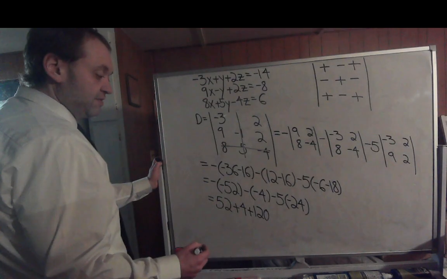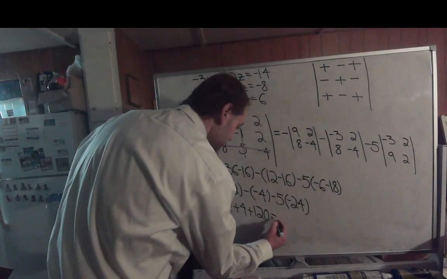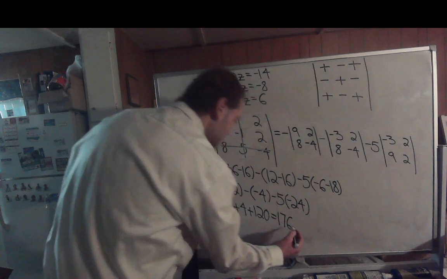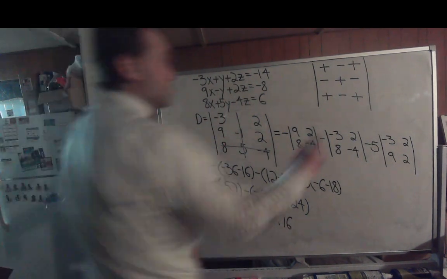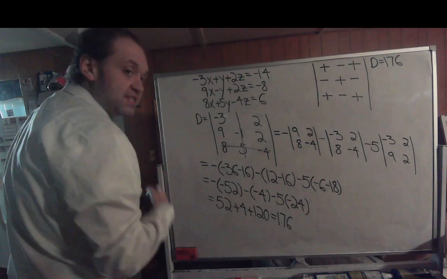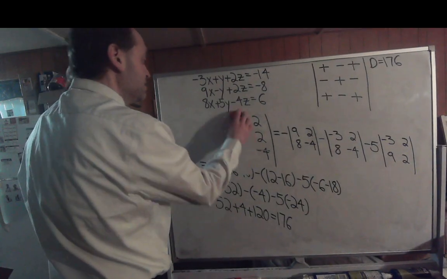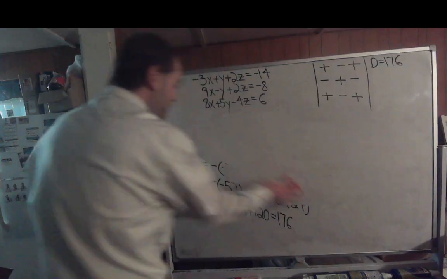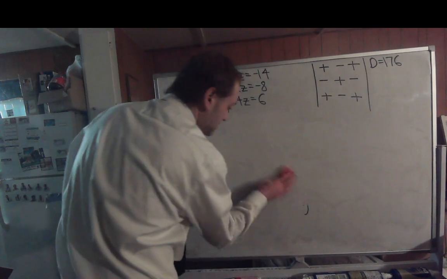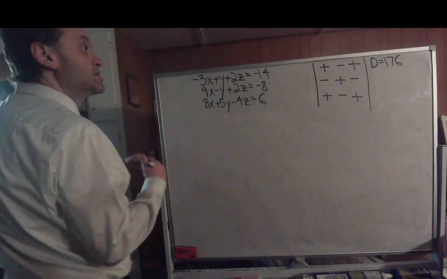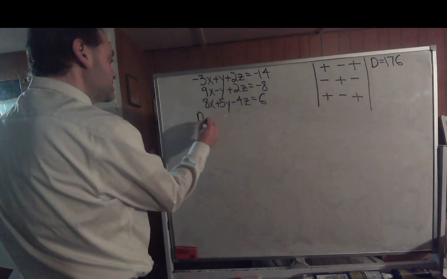So that would end up giving you 176. So D has a value of 176. That's kind of a large one. So D equals 176. Now that we know D, we can solve for D sub x, and then eventually for x. Alright, so let's do the D sub x.